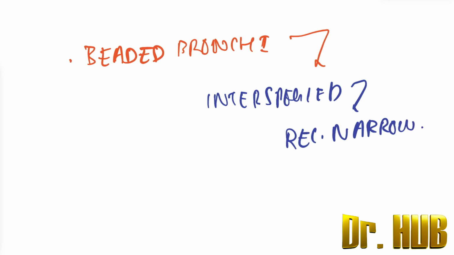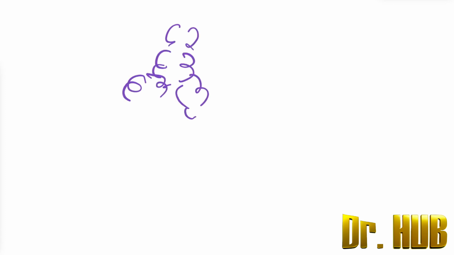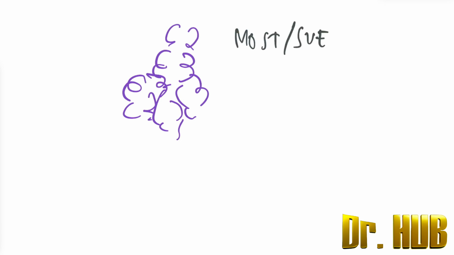Now lastly, let's look at the cystic. So how does the cystic look? This is how the cystic looks. Here the cystic is the most severe form of bronchiectasis, and it is the least common.